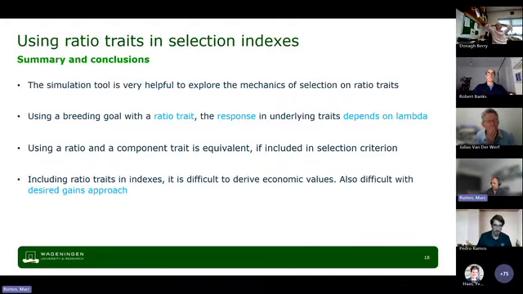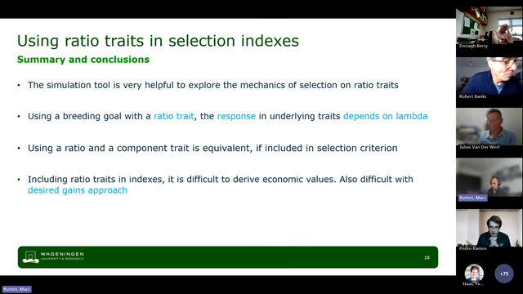Using a ratio trait and a component trait is basically equivalent when including the selection criterion. And including ratio traits in indices makes it difficult to derive economic values. It's also difficult if you want to work with a desired gains approach. This is basically because in practice, often it's not only the ratio trait that is in the index and the breeding goal, but there are several traits which are all correlated to each other, which makes the derivation for a single unit in one trait very difficult.